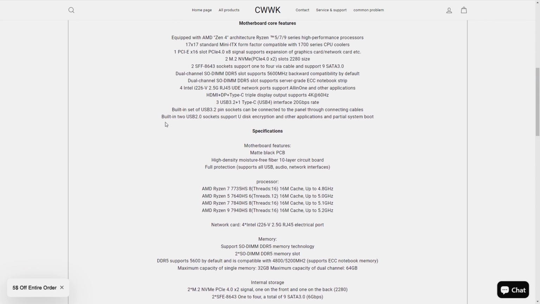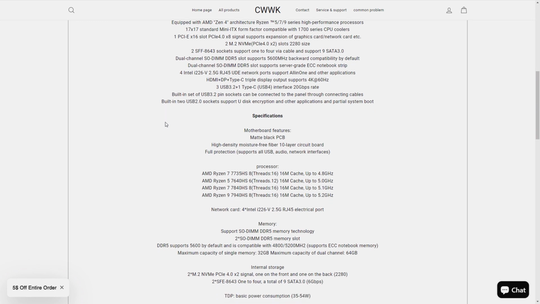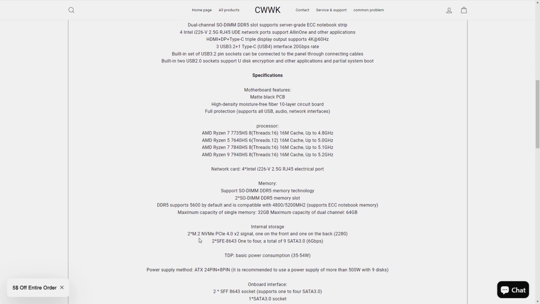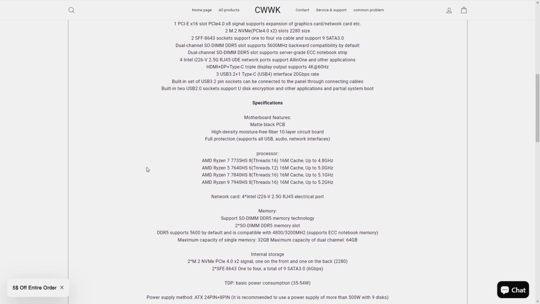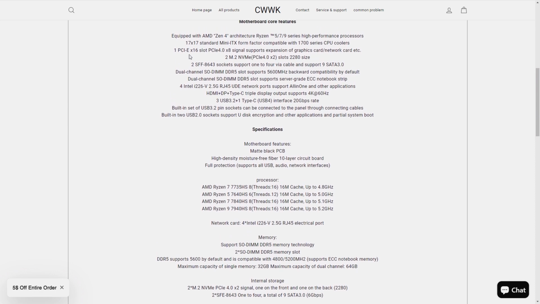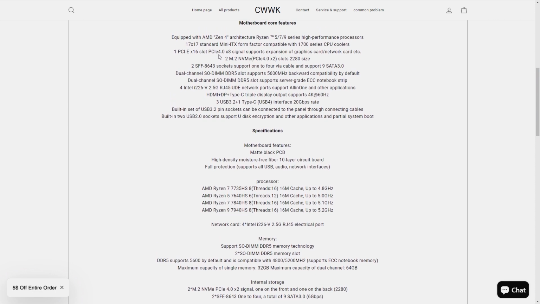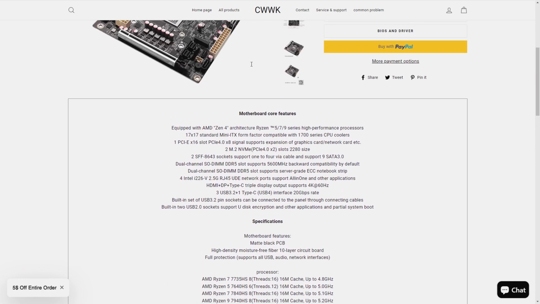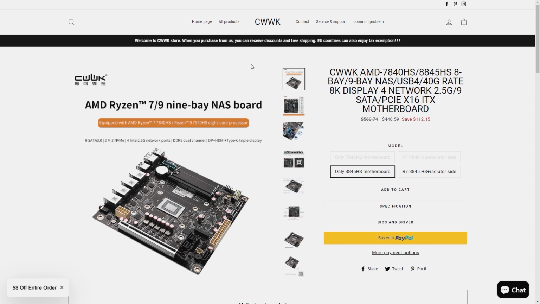And then mostly the inputs are pretty much the same, okay? And it does tell you, I don't know exactly where, that it's a times 8 slot. So there you go. PCIe 16 slot, PCIe 4.0 times 8 signal. So two NVMe's.